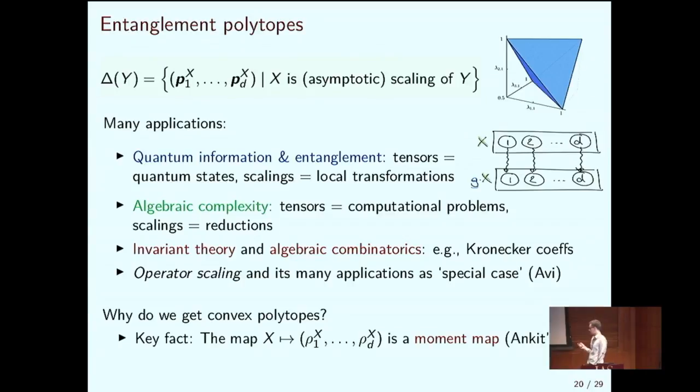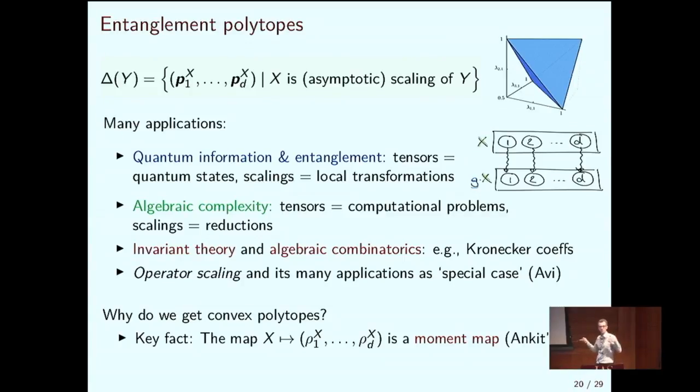Let's maybe talk a bit about why you might care about such things. There's a bunch of problems that we can put in this framework, from different directions. One is, if you care about quantum information and entanglement, then that's the motivation we spoke about before. The tensors correspond to pure quantum states. The scalings correspond to certain local transformations. The picture to have in mind is that you have your particles, and you're allowed to manipulate them locally.